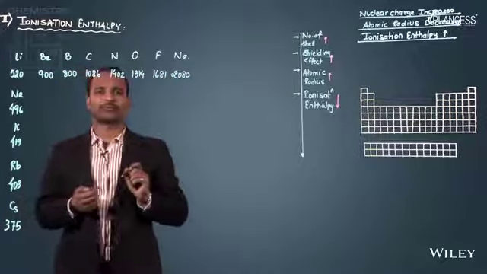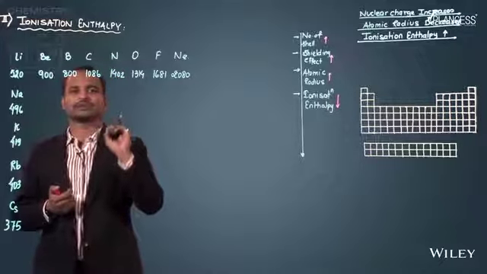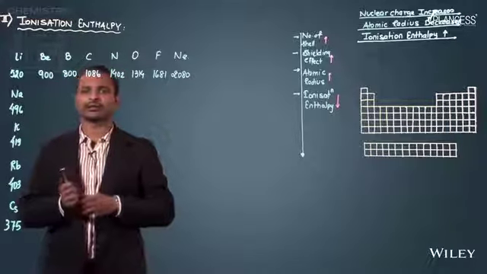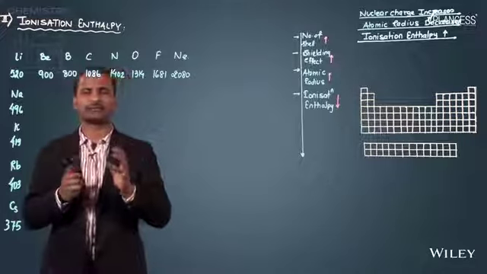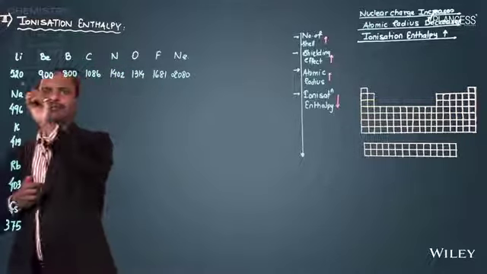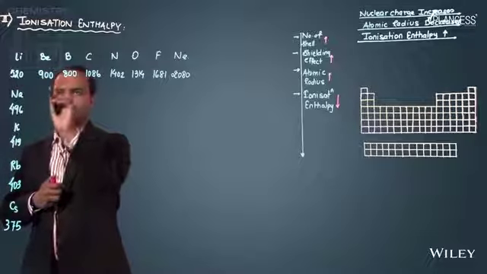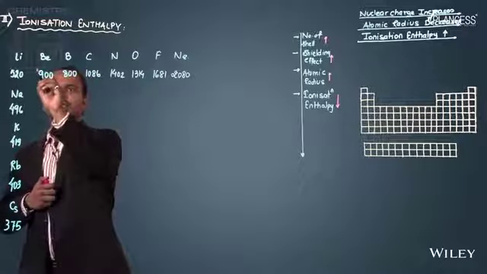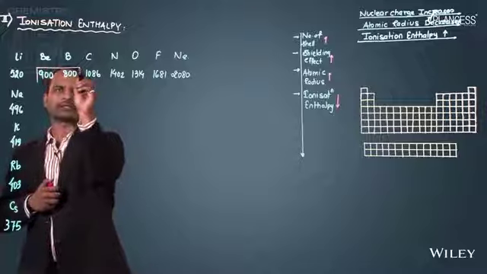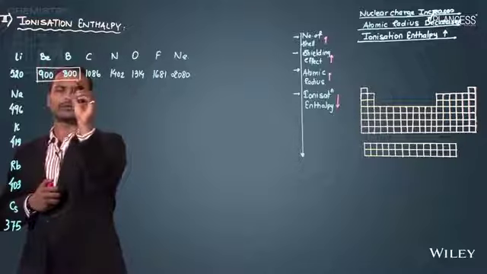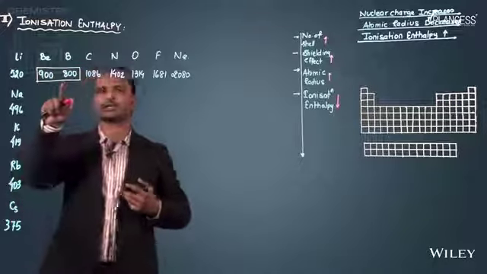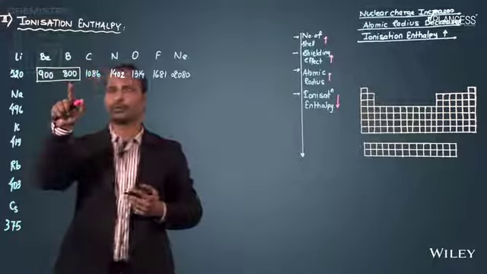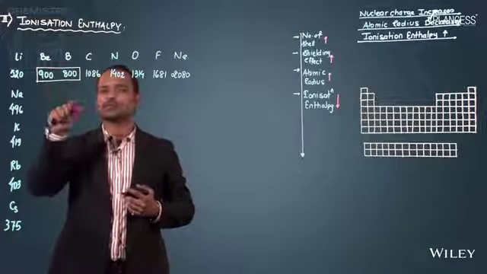And if I am moving from left to right, then the rule says that the value should go on increasing. Now let's see whether the value is gradually increasing, or whether we are getting some problem in between. 520, it becomes 900. It is correct. But from 900 it becomes 800. Now here we are getting some problem. From 900 the value should be greater than 900. Boron should be greater than 900, but here the ionization enthalpy of boron is less than beryllium.